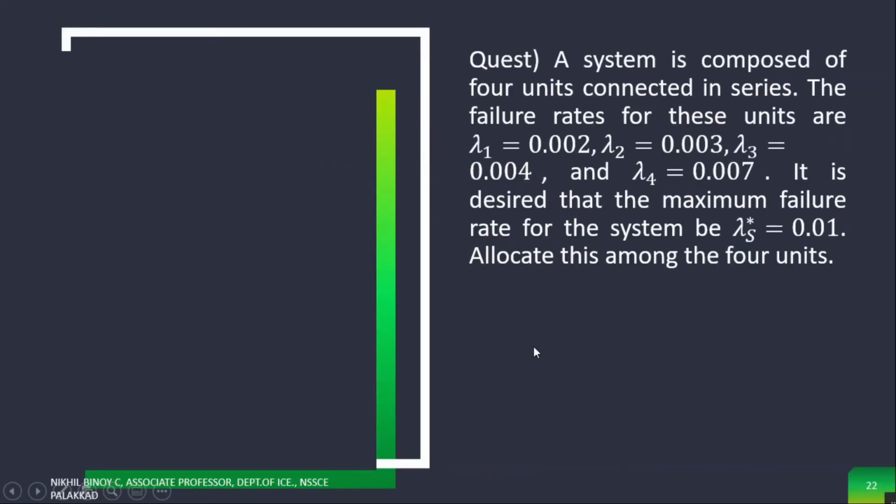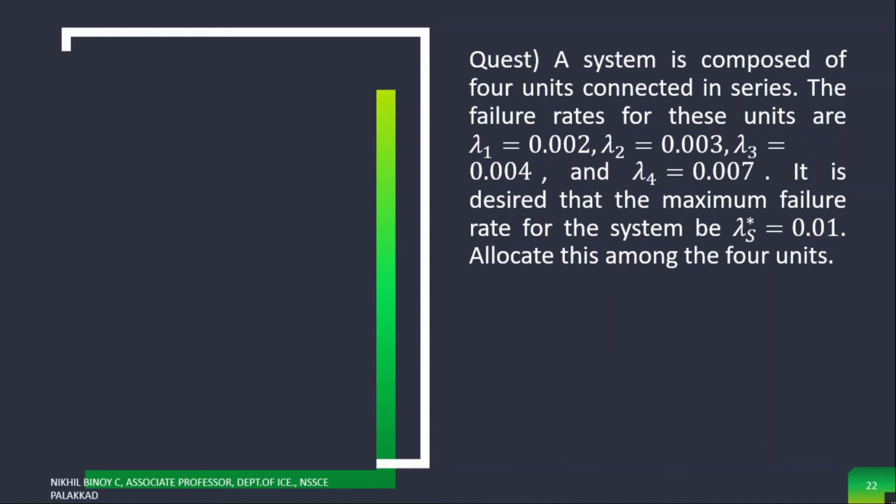So note down this problem and try to solve it. The question is, a system is composed of 4 units connected in series. The failure rates for these units are lambda 1 equal to 0.002, lambda 2 equal to 0.003, lambda 3 equal to 0.004, and lambda 4 is equal to 0.007. It is decided that the maximum failure rate for the system be lambda S star equal to 0.01. So allocate this among the 4 units.